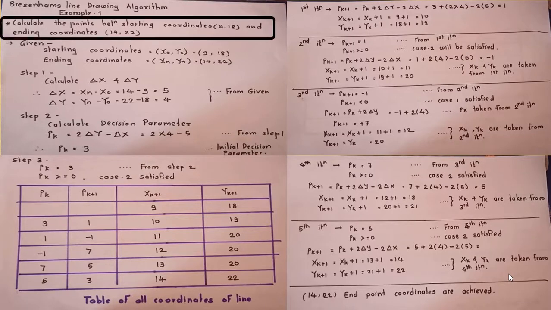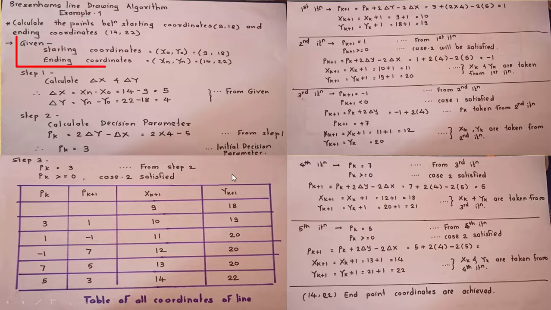So here is an example. Calculate the points between starting coordinates 9, 18 and ending coordinates 14, 22. In this example we are given the starting coordinates x0, y0, which is 9 and 18, and the ending coordinates xn and yn, which is 14 and 22. So as per the algorithm, we are going to perform the steps one by one.